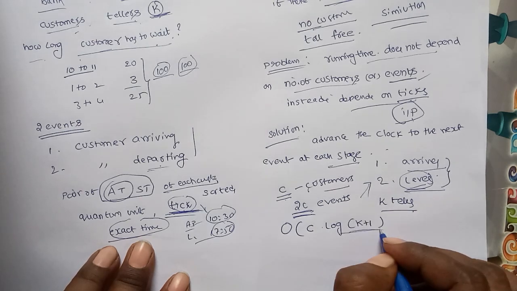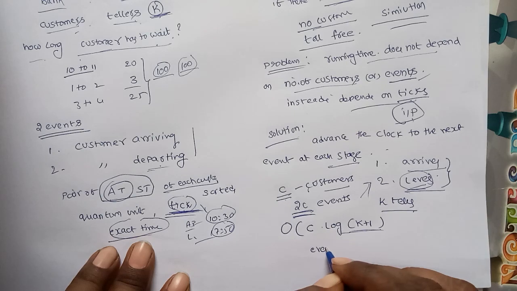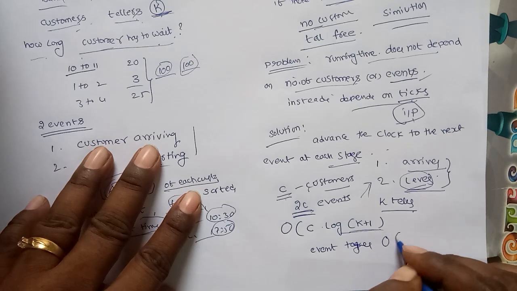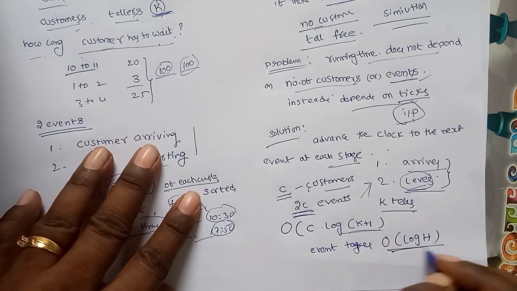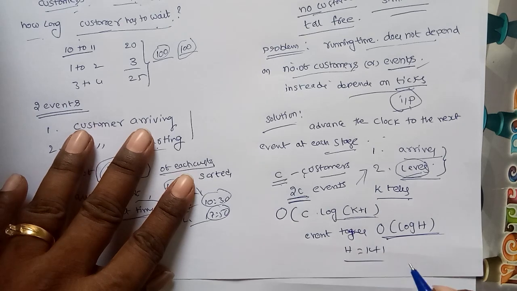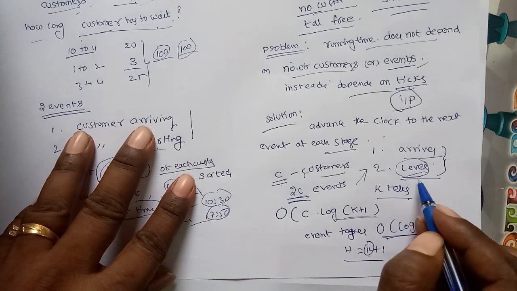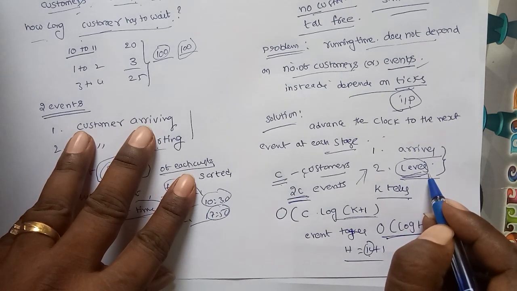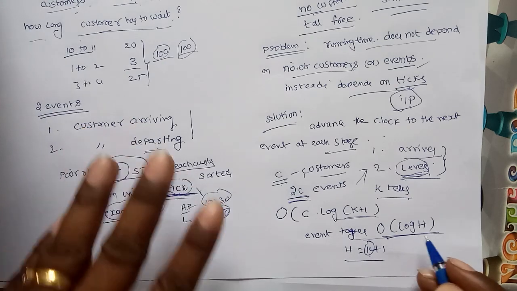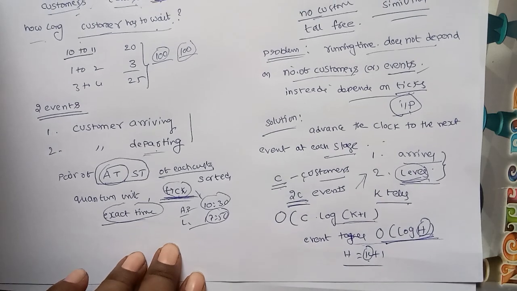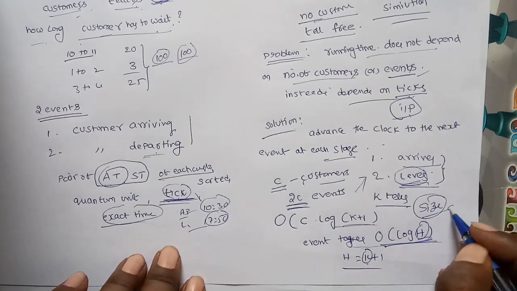Why is it log of K plus 1? To process each event, it takes big O of log H. Suppose H is equal to K plus 1. That means with K tellers, a teller can serve one customer. So each event takes big O of log H time. Here H is equal to K plus 1. What is H? Simply, H is the size of the heap.